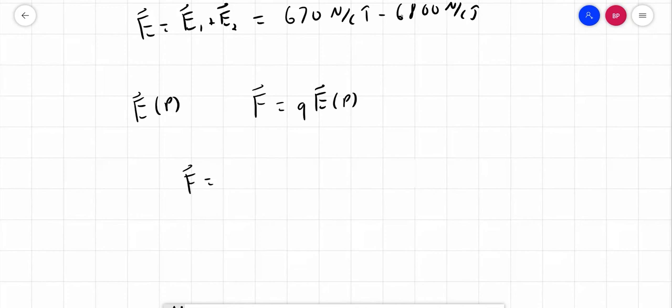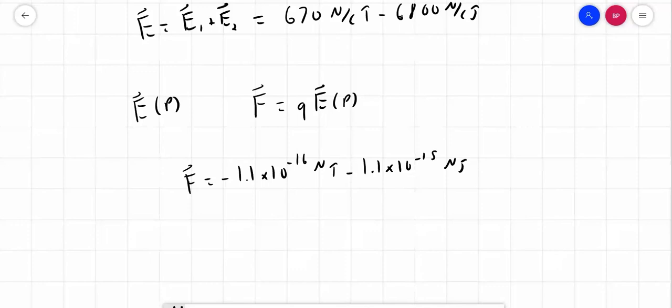And so we just multiply that by the X and that by the Y. And what we get is that the force is negative 1.1 times 10 to the negative 16 newtons in the X direction and negative 1.1 times 10 to the negative 15 newtons in the Y direction.